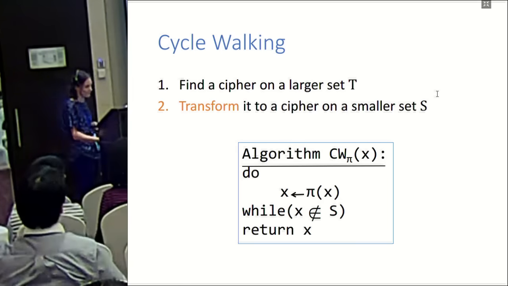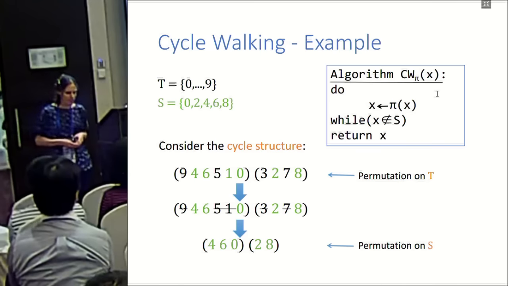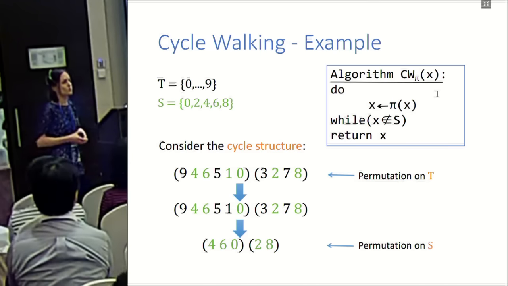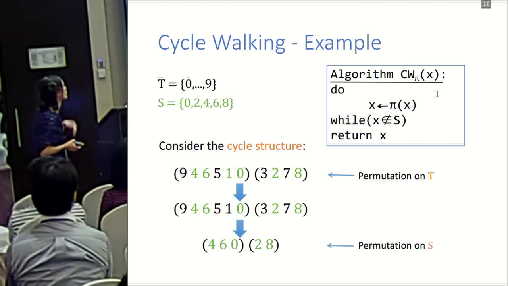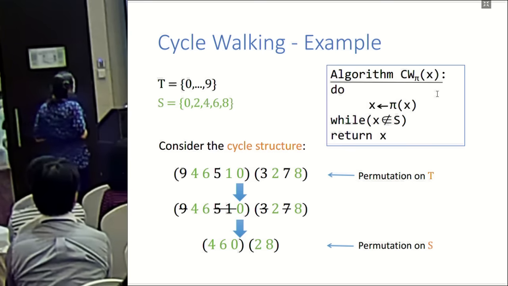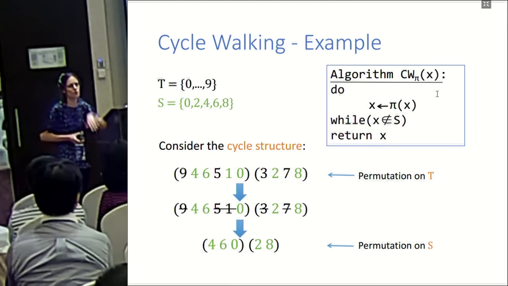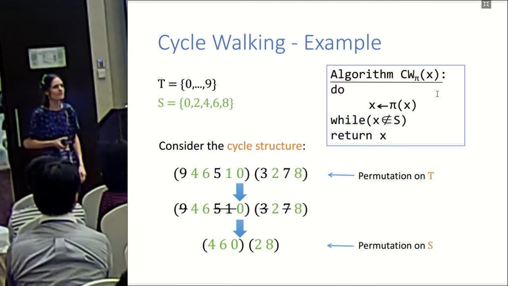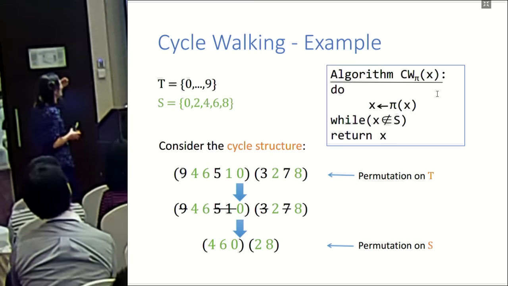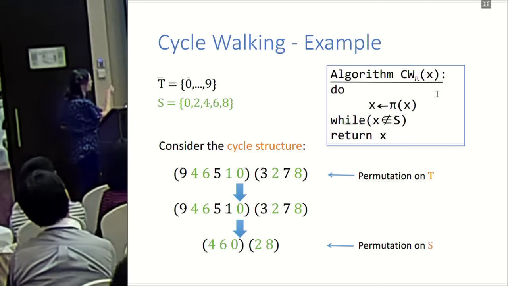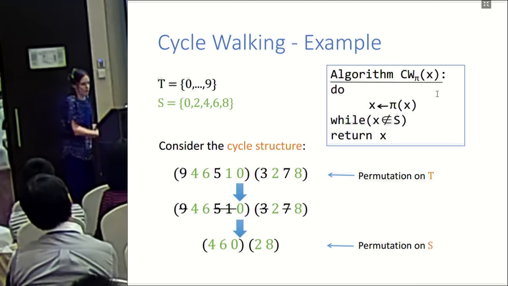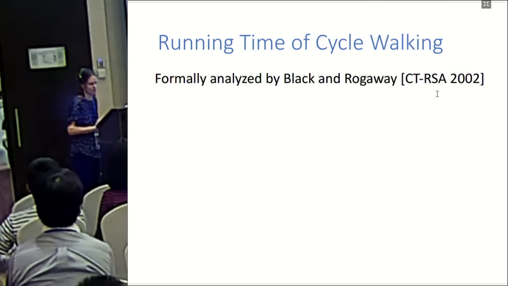Okay. So we're going to take a look at this algorithm from the cycle structure perspective, because it will be useful when I introduce our new algorithm. But essentially, if you look at your permutation on T in the cycle structure, the effect of cycle walking is simply to cross out all the elements that aren't in S, and we're left with a permutation on S. Okay, pretty straightforward so far, hopefully.